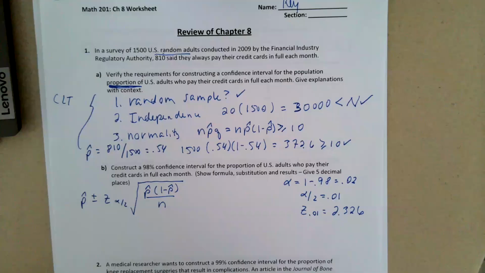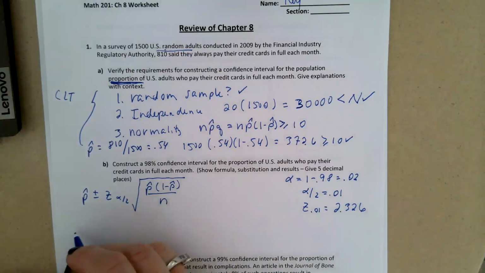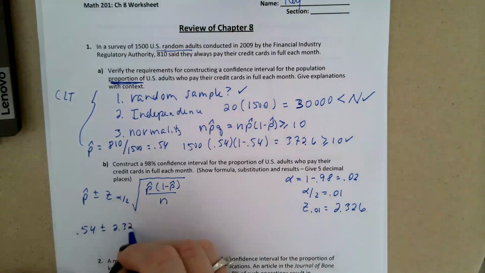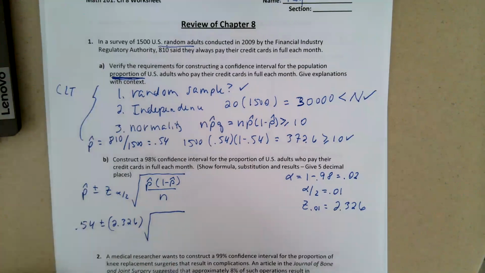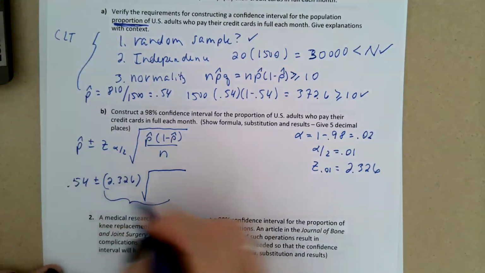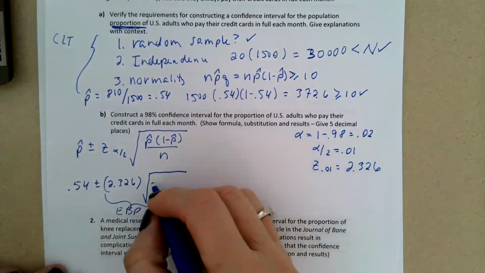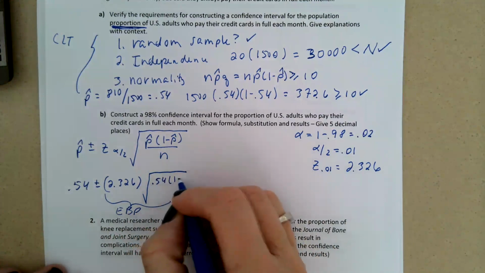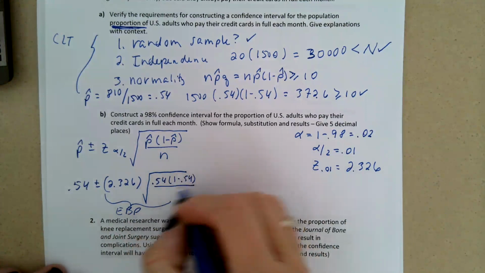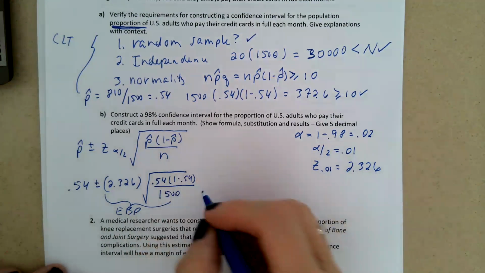So now to fill this in, it's going to be 0.54 plus or minus 2.326. And then the standard error, which is part of our error bound margin. This is our error bound of the proportion right here. And so this is 0.54, 1 minus 0.54 all over 1,500.